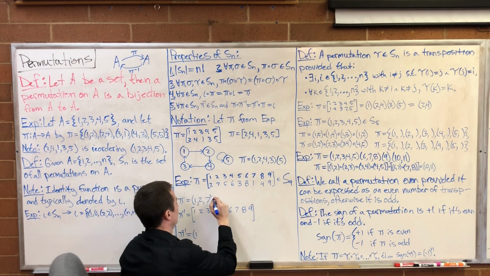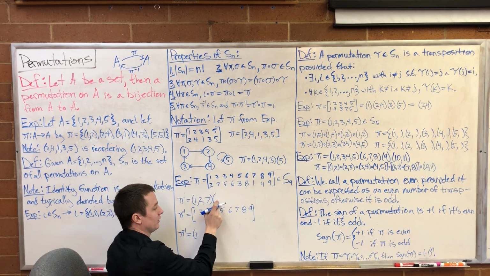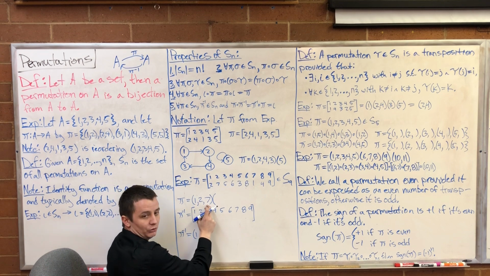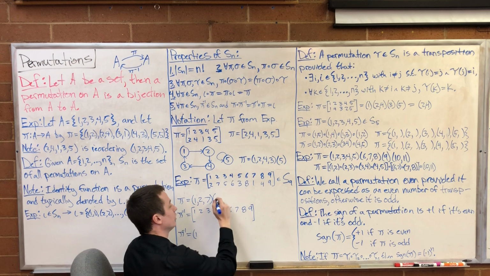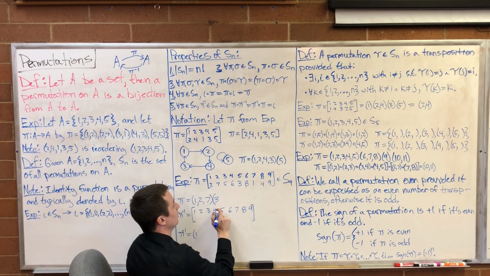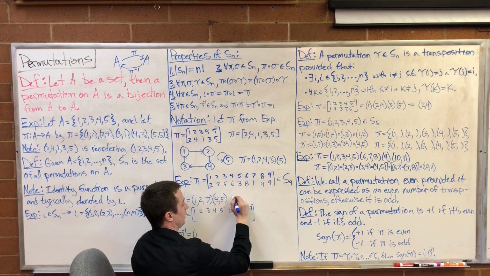So now, as a matter of convention, we start the next cycle with the next smallest number we haven't used yet. So 3. You don't have to. There's a bunch of different ways you can write these. It's just convention. So 3 goes to 5, and 5 then goes to 3. That's the whole cycle, all right?